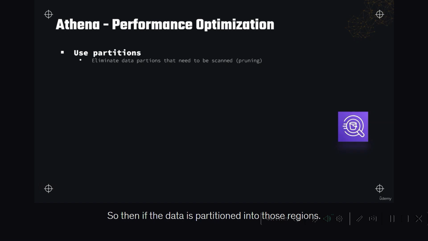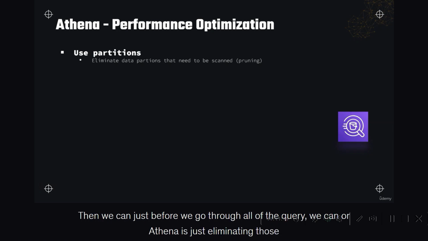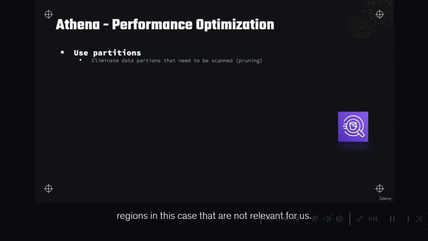So then if the data is partitioned into those regions, so we have this S3 directory structure, and the metadata about those partitions is also stored in our Glue data catalog, then Athena is just eliminating those regions that are not relevant for us. So maybe we have a query where we filter by a date. Maybe we want to see only the data of last month. We apply a filter in our query, and then Athena is using partition pruning.